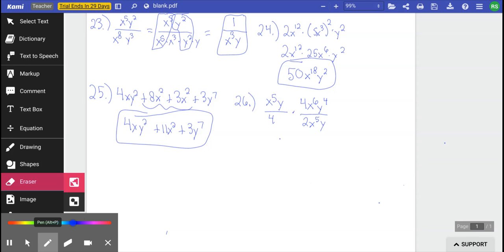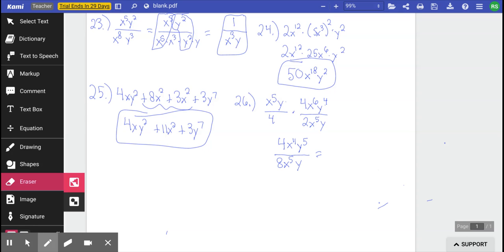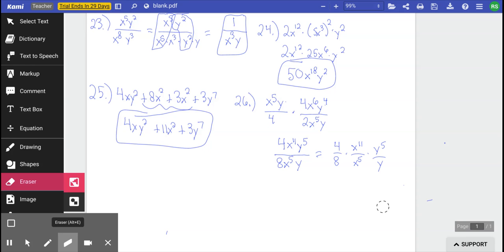So 4 is the only thing we have left in the numerator for a constant. X to the fifth times x to the sixth is x to the 11th. And y times y to the fourth is y to the fifth. In the denominator, we can multiply the 4 and the 2 to get 8, and x to the fifth y. Now I'm going to split that into 3 fractions here, just for the time being. So we're going to have 4/8 times x to the 11th over x to the fifth times y to the fifth over y. And we're going to simplify each of those fractions individually.